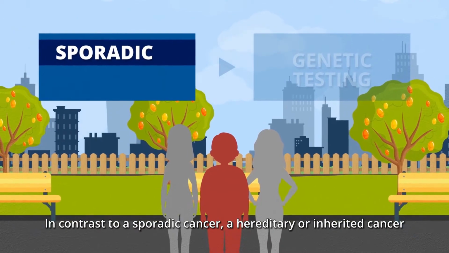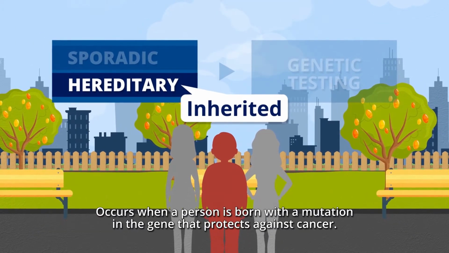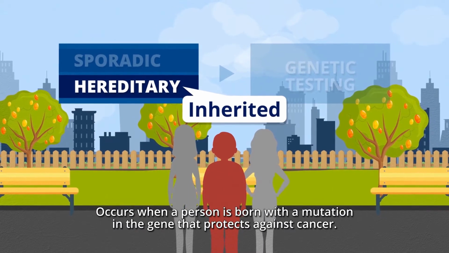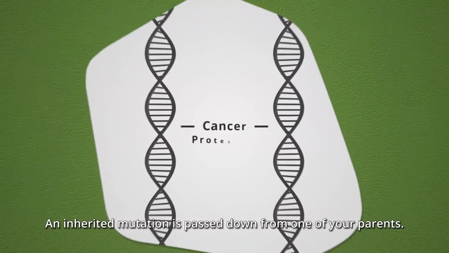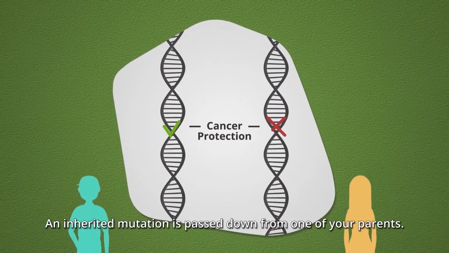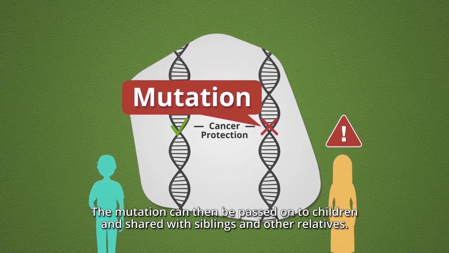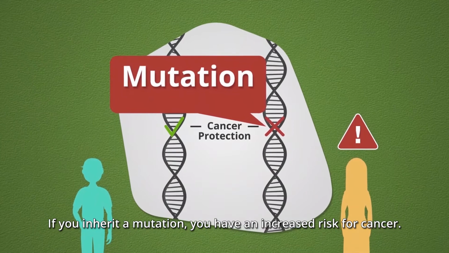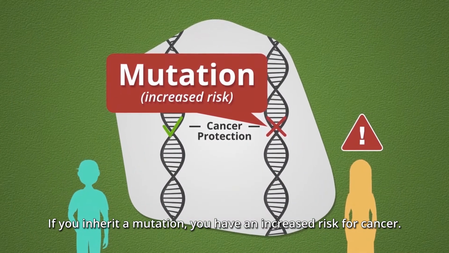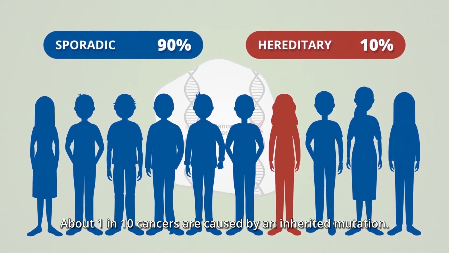In contrast to a sporadic cancer, a hereditary or inherited cancer occurs when a person is born with a mutation in the gene that protects against cancer. An inherited mutation is passed down from one of your parents. The mutation can then be passed on to children and shared with siblings and other relatives. If you inherit a mutation, you have an increased risk for cancer. About 1 in 10 cancers are caused by an inherited mutation.